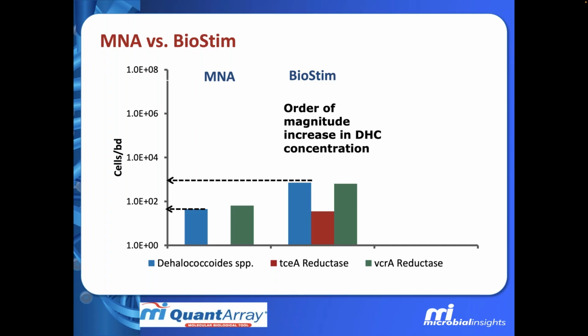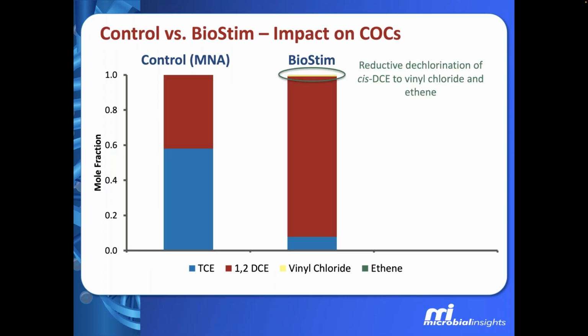What about the biostimulation unit? The biostimulation unit had an electron donor added, and as you can see here, there was definitely an increase in the concentration of actively growing Dehalococcoides, increases in concentration of vinyl chloride reductase, also detection now of TCE reductase. So one of the questions was, is the electron donor, the biostimulation amendment, going to increase the concentration of Dehalococcoides? And the answer to that question is certainly yes.